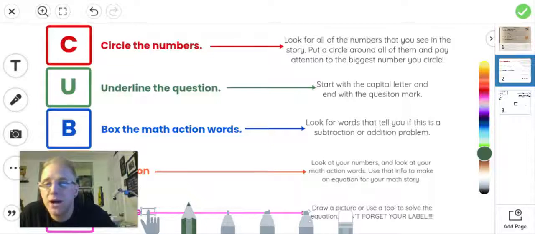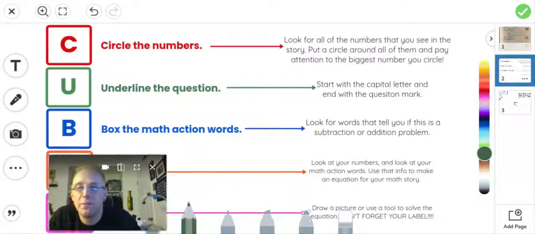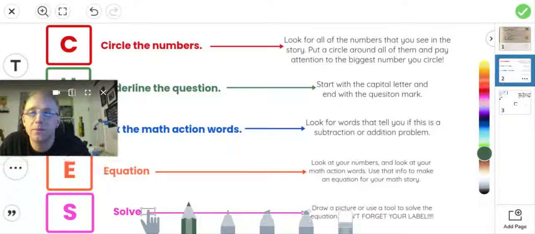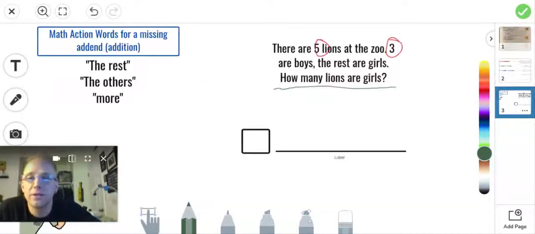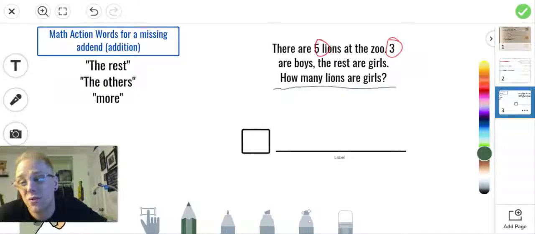We need to box the math action words. So we're going to box those math action words. Now, if we remember, I told us that the math action words I'm looking for are the rest, the others, or more. Now I'm going to look back and see.